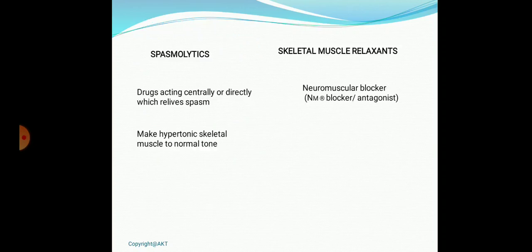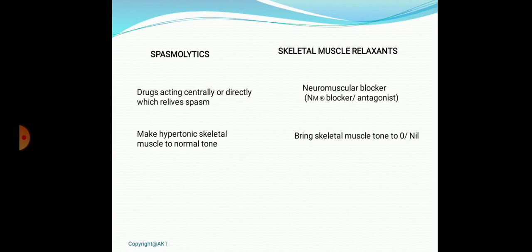So spasmolytics make the hypertonic skeletal muscle go back to a normal tone. The spasm is due to the disorganized or excessive contraction of muscles. The excessive contraction is due to hypertonicity, and the hypertonicity can be brought back to a normal tone, and the muscle behaves like a normal one without excessive contraction. While skeletal muscle relaxants bring the skeletal muscle tone to zero or nil. That means the complete tone of the muscle is lost, and the skeletal muscle is no longer able to perform the normal functions too.